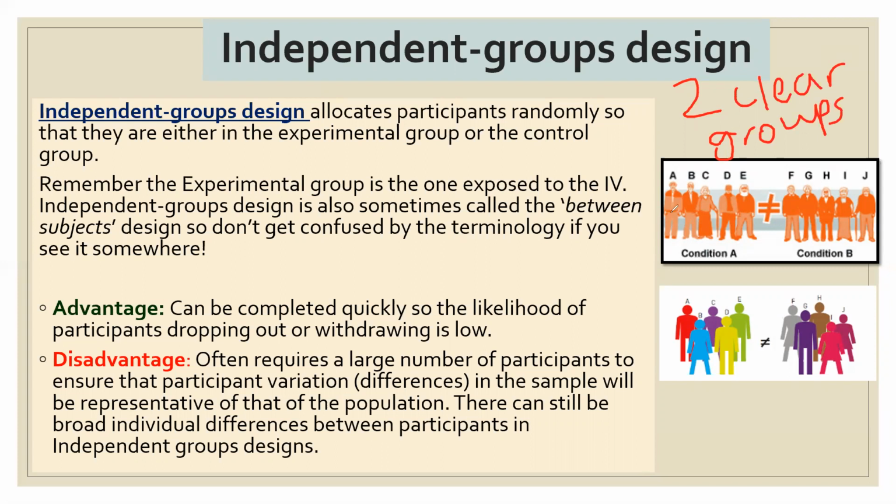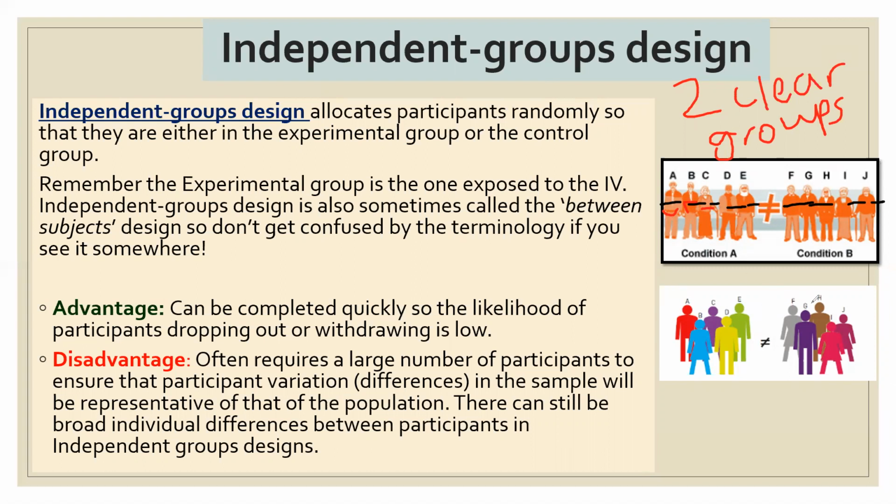As you can see in this diagram here, person A, person B, person C, D, and E are different from person F, G, H, I, and J. We're not using the same participant twice. It's not the same people that are being used.